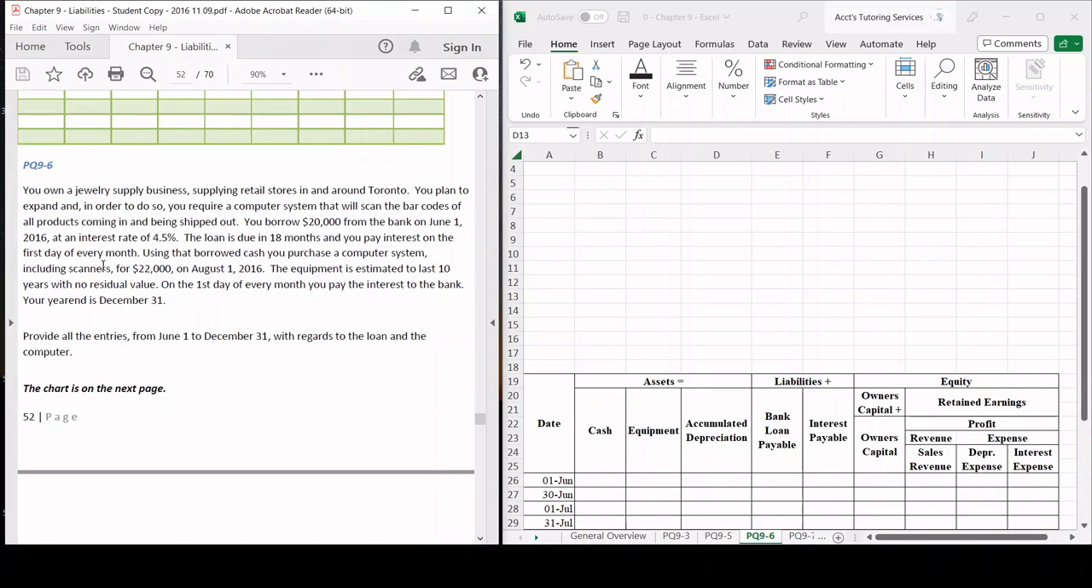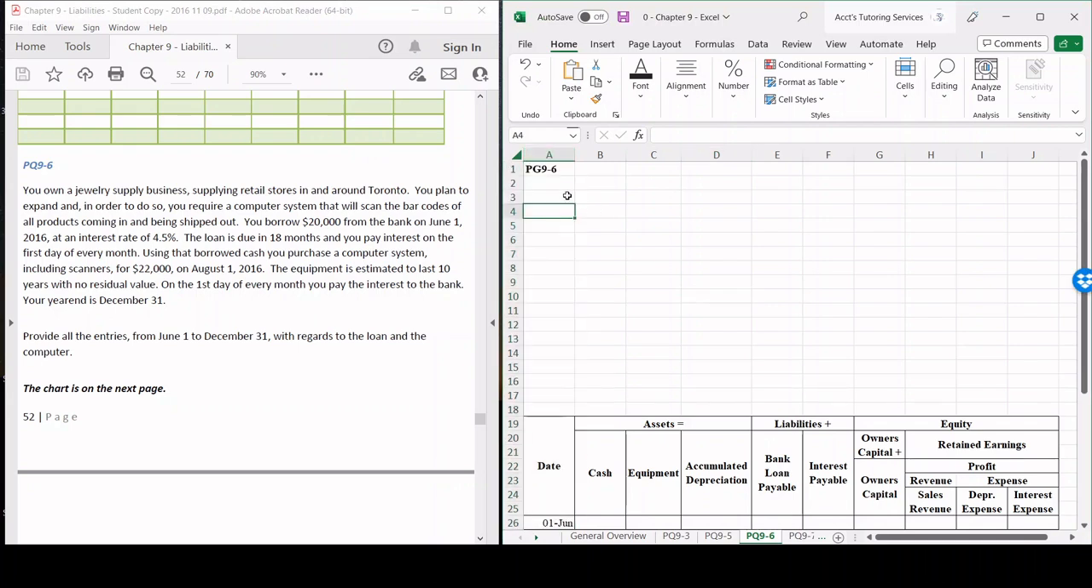You own a jewelry supply business supplying retail stores in and around Toronto. You plan to expand, and in order to do so, you require a computer system that will scan the barcodes of all products coming in and being shipped out. So you borrowed $20,000 from the bank on June 1st, 2016 at an interest rate of 4.5%.